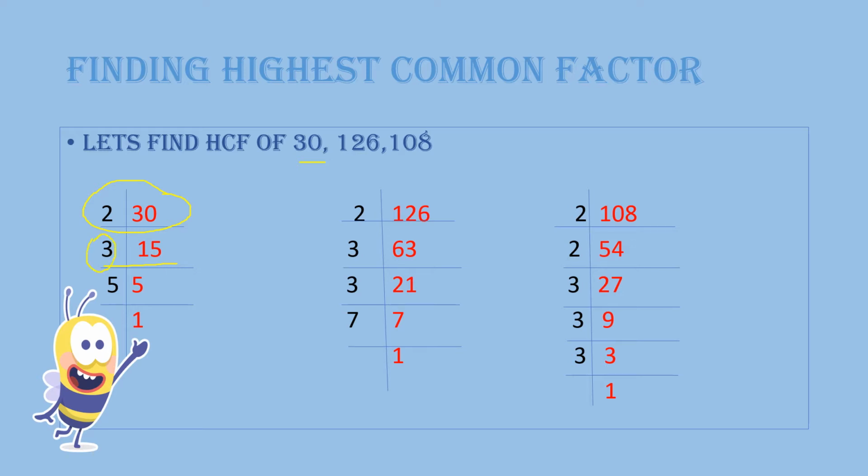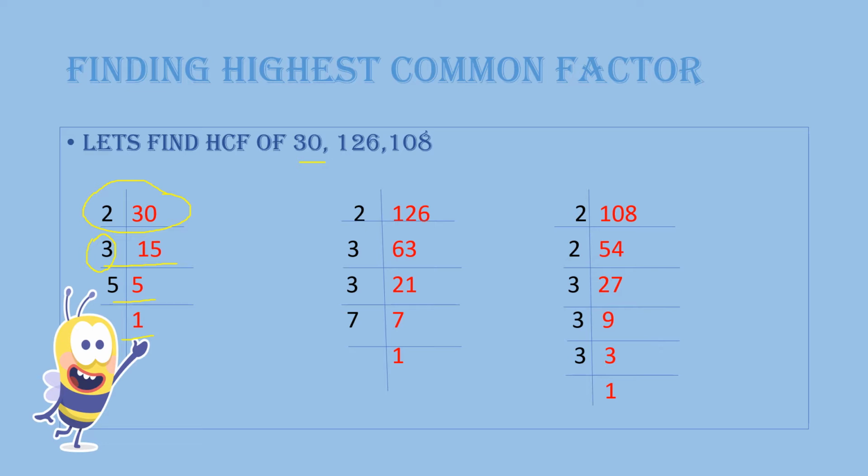So when I divide 15 by 3, I get 5. And since 5 is also a prime number, 5 is only divisible by 5. So I divide 5 by 5 and get 1. Now 30 is done. Let's move on to 126.